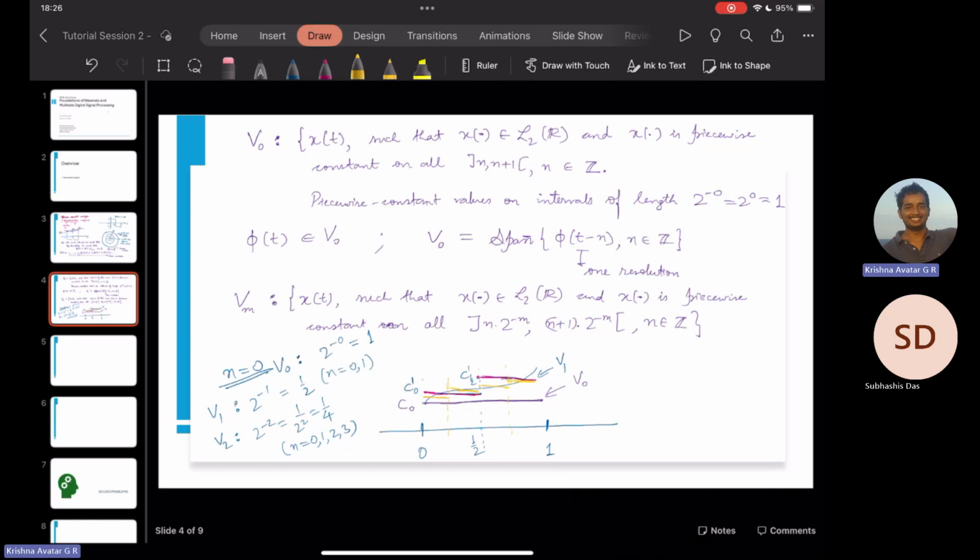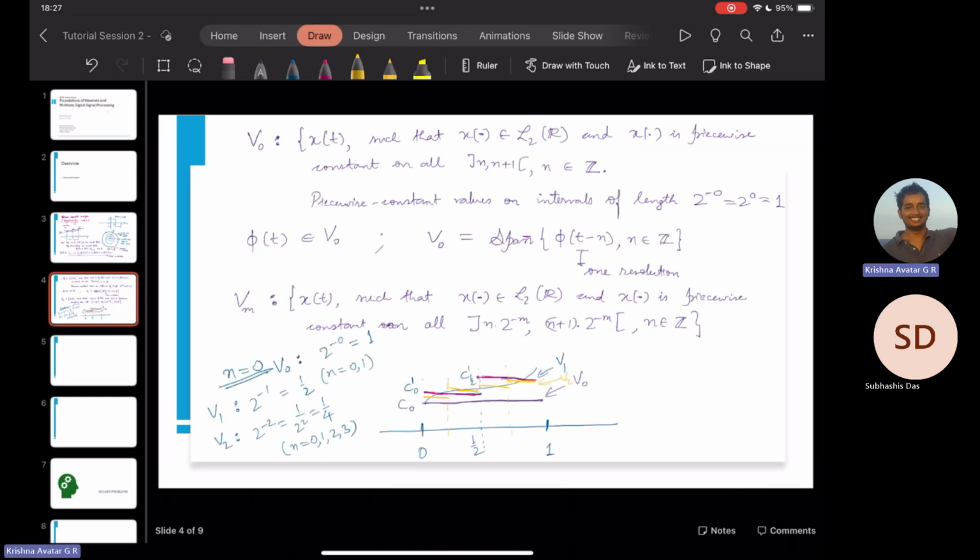Now you see that this will be V2. What we see is that the approximation using this yellow colored space, V2, is closer to the signal that we want to approximate. And as we increase the resolution, or as we increase m, we'll be approximating our signal over finer and finer subintervals. That's how we can move closer and closer to the actual signal and be able to approximate it, right?